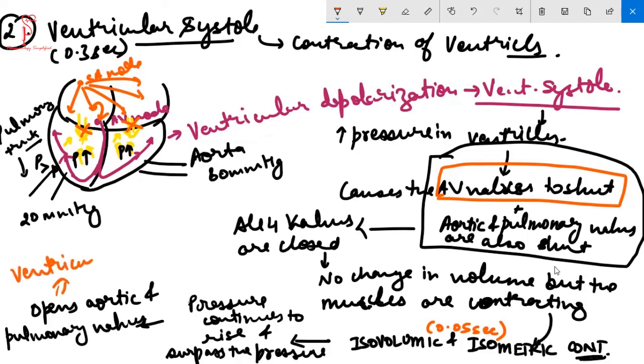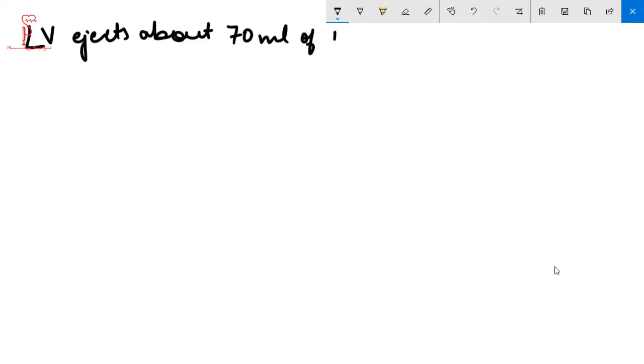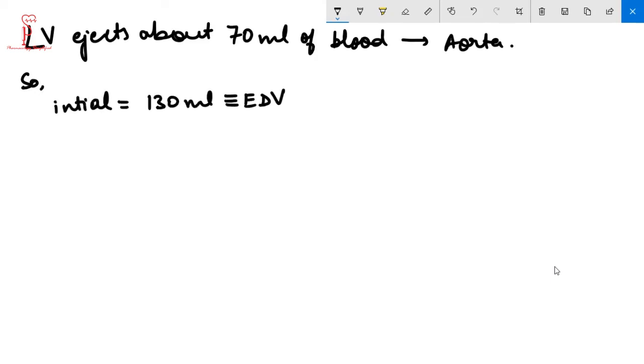ventricular ejection. That means the blood will be ejected out of the ventricles, and this ventricular systole is shown as a QRS complex on the ECG. Left ventricle ejects about 70 ml of blood into the aorta. So the initial volume of the blood was 130 ml, and it is called the end diastolic volume. The amount of blood ejected is 70 ml. So this is the stroke volume.